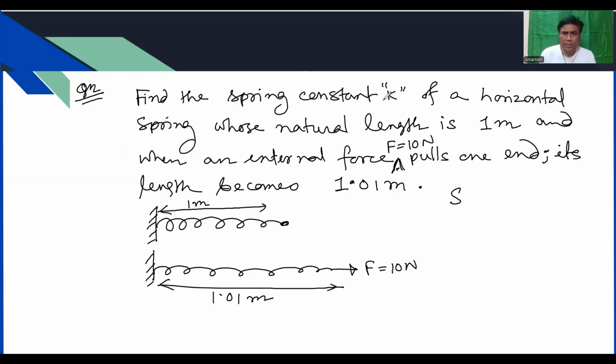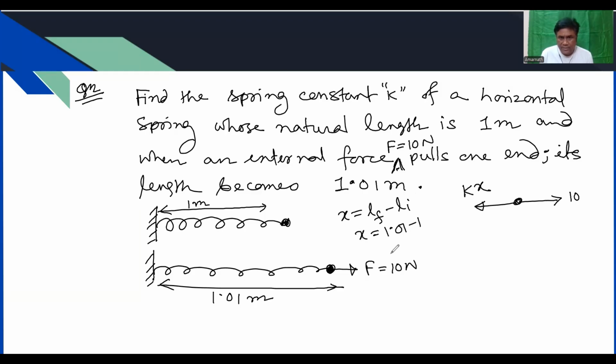The formula is the same, the equilibrium is the same. Say this point is at equilibrium. Rightward force must be equal to leftward force. If I draw the free body diagram of this point, the point is in equilibrium, so the rightward force is 10 Newton and leftward the spring will pull it, so it will be Kx. But remember, x is actually final length minus initial length. Final length is 1.01, initial length is 1, so x is nothing but 0.01.